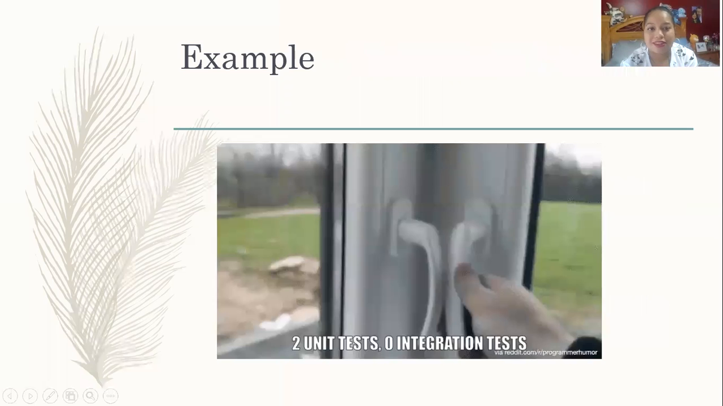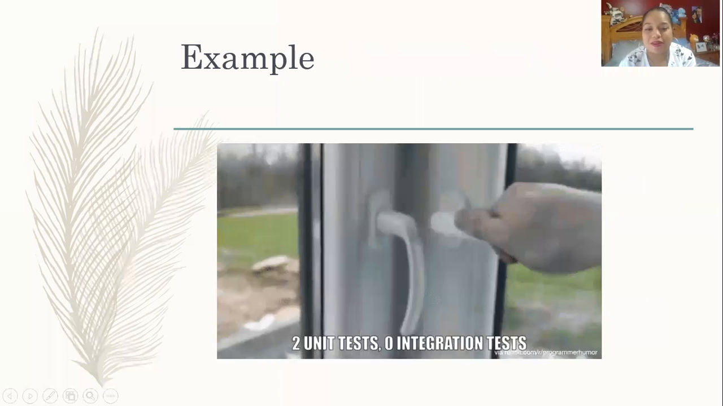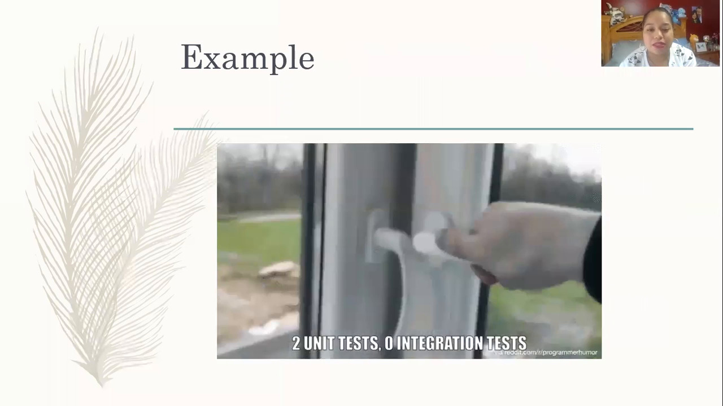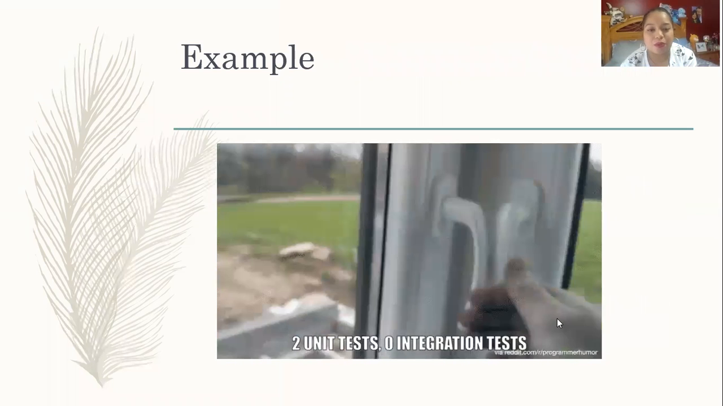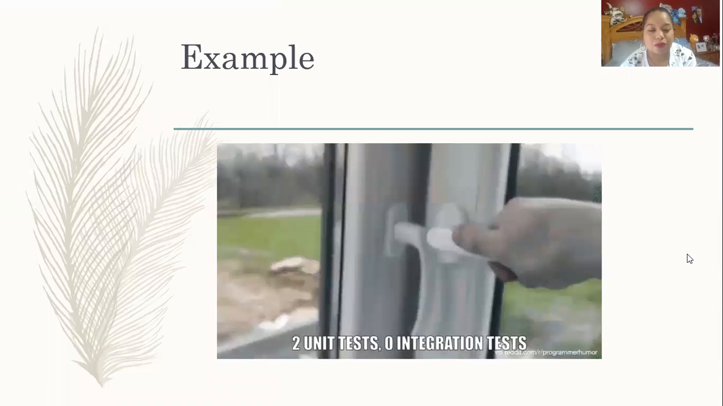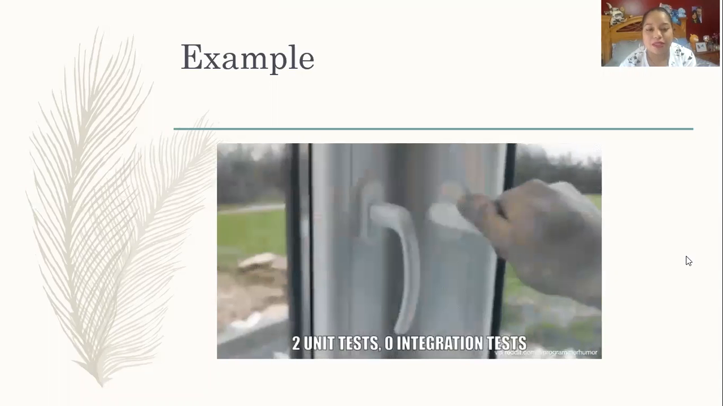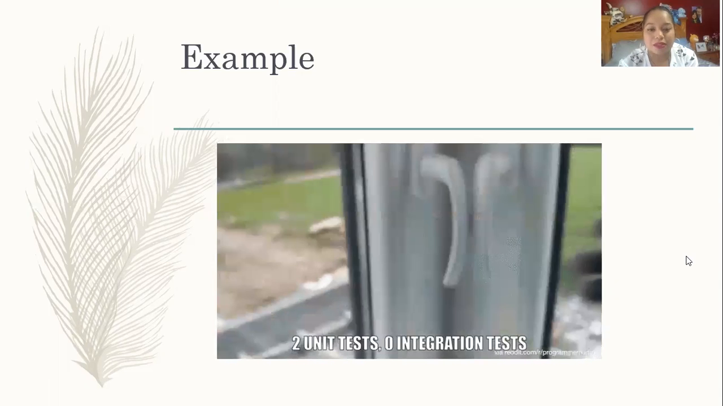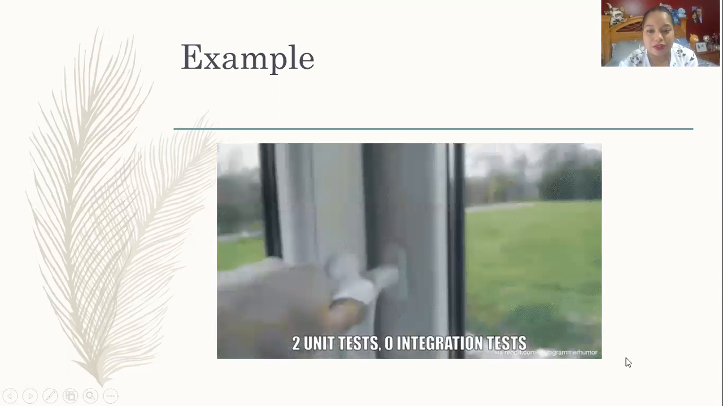And then this is just an example I found. I thought it was funny. It shows that there's two units, and you may think that they work together when you're putting the doors together or the windows, whatever they are. But then you see that you can't open the window because they're both getting stuck on each other. So this integration test fails.